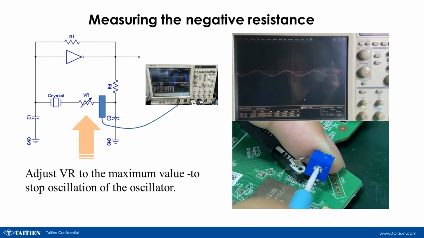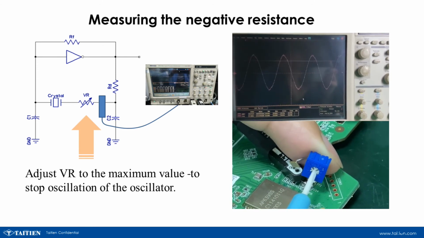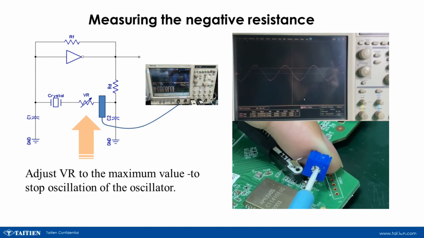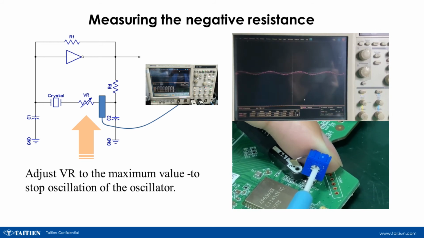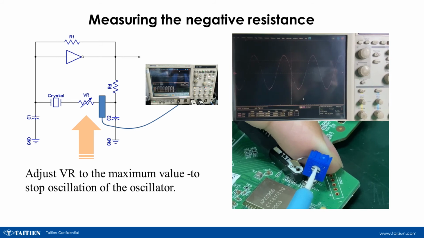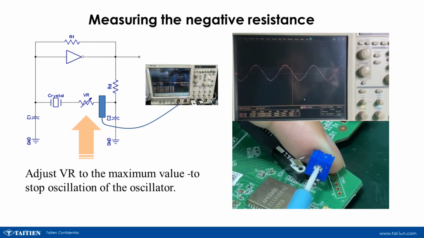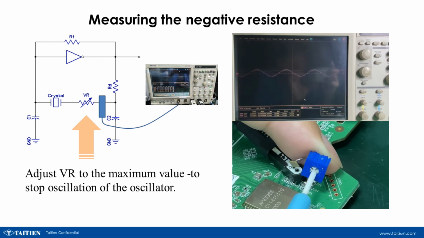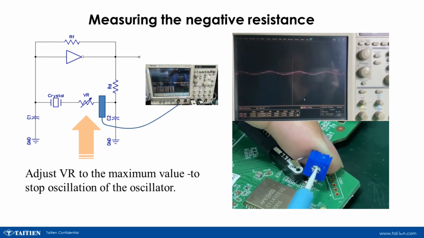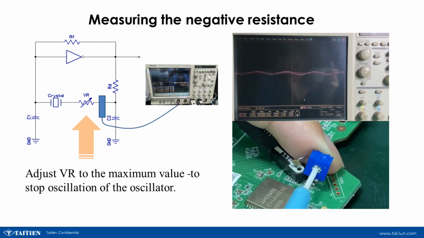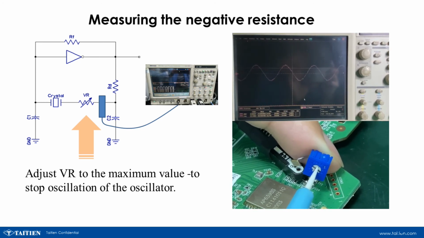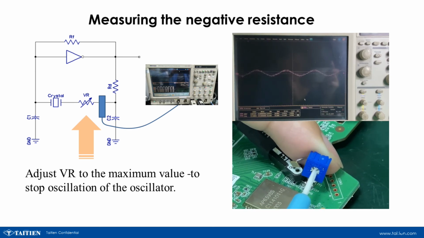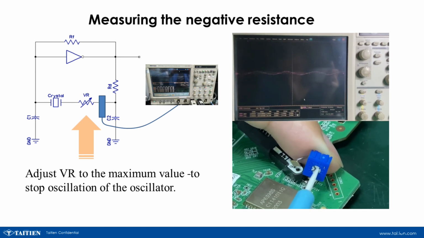Then adjust the variable resistance. During the adjustment process, the oscillation signal change can be observed through the oscilloscope. When the oscillation signal stops, the adjustment of the variable resistor stops. Remove the variable resistor and use a multimeter to measure the resistance value. By adding the resistance value to the crystal equivalent resistance value, the negative resistance parameter on the oscillation circuit can be obtained.